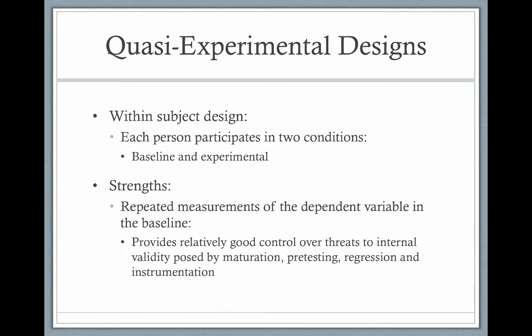This study is within subject. We're just going from left to right. Each person participates in 2 conditions, the baseline and the experimental. A strength of this type of study, with repeated measurements of the dependent variable in the baseline, is that you have relatively good control over threats to internal validity posed by maturation, pretesting, regression, and instrumentation, because you do so many observations.